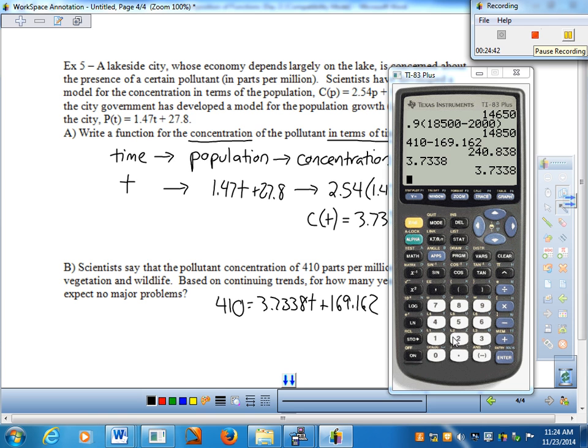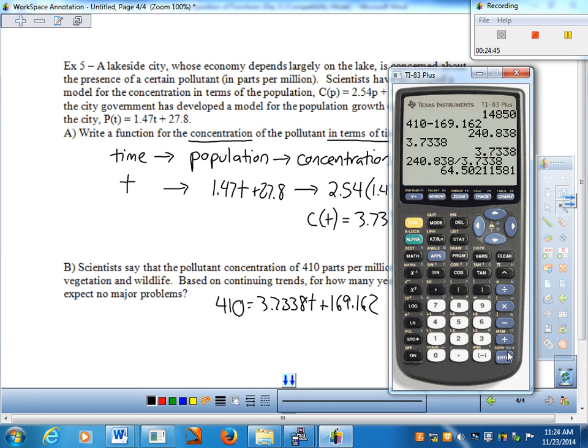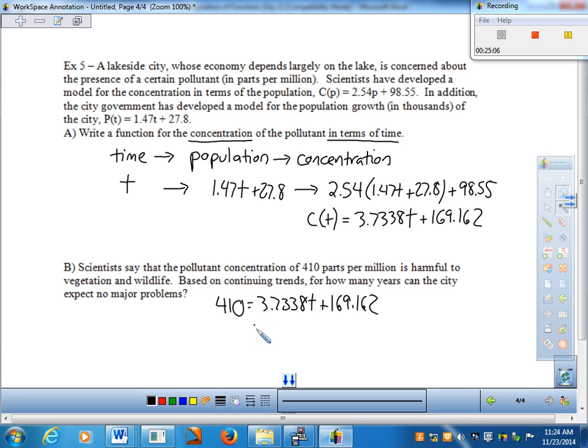Well, obviously, I'm sorry, I missed the one piece there. So the 240.838 didn't come up on the calculator. Then divide by that 3.7338. That's much better. I think I added a 3 accidentally. Oh boy. There we go. Much, much nicer. So it looks like after about 64.5 years. Let's go with that and call it a winner. So about 64.5 years.